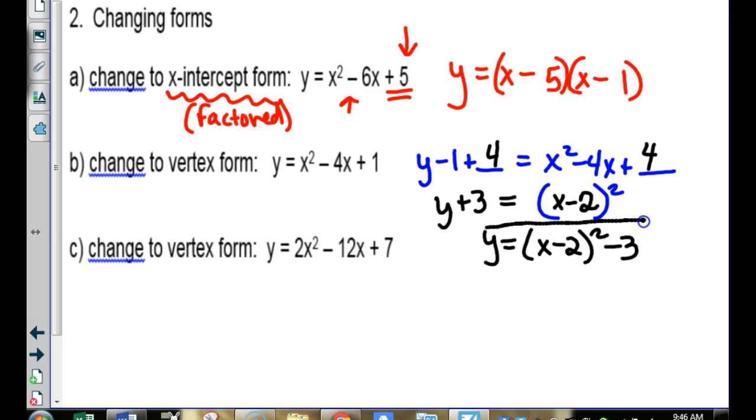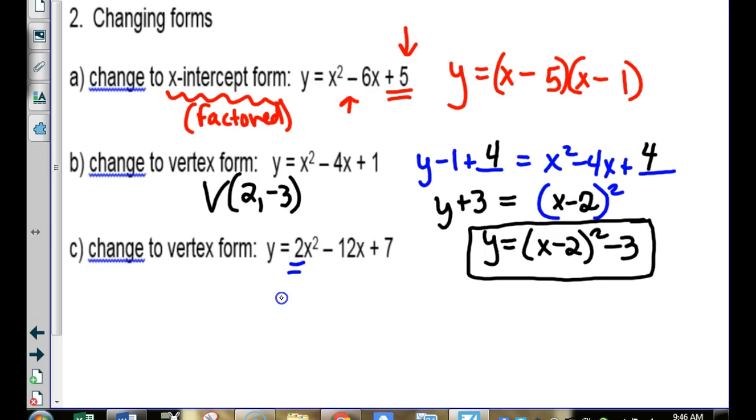So this is now vertex form, where the vertex is at (2, -3), right? All right. I'm going to show you this one more time, and then I'm going to show you a way you'll like better, okay? I'm going to show you one that has a 2 out here. It's not fun. First of all, we're going to subtract the 7 to the other side and put the blank in. But we don't know how to do completing the square when there's a 2 out front.